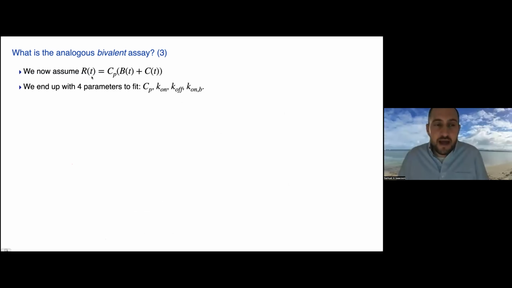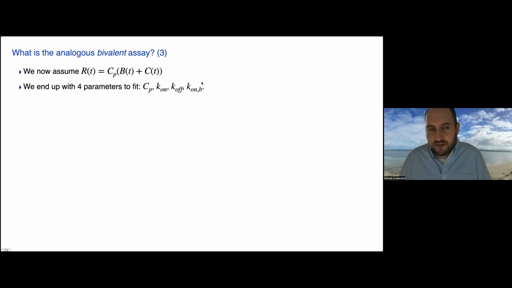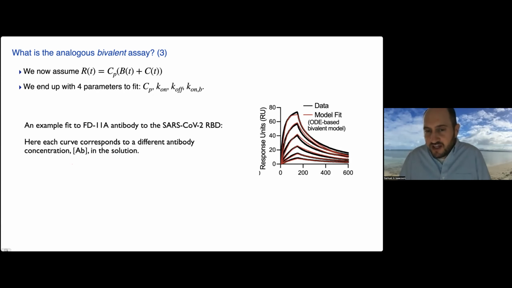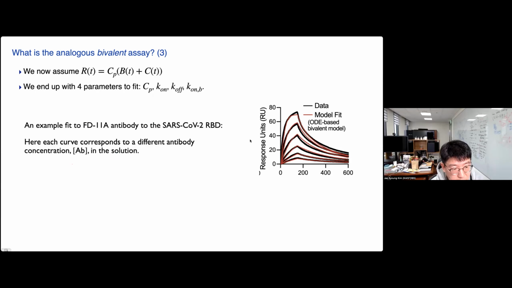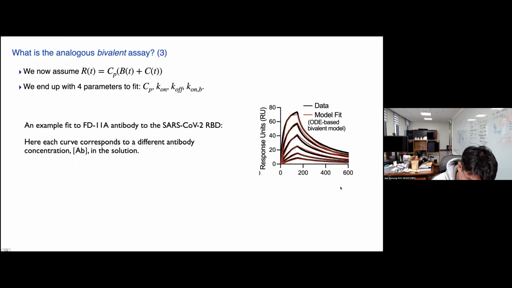So like I said, now the SPR data, the response they measure experimentally, will be assumed to be proportional to the total amount of antibody bound on the surface, because that's what's changing. And now we have 4 parameters to fit because there's the second binding rate. And so you can go and you can fit it. And here's what you see if we do the same kind of setup. The only difference here now is each curve is a different antibody concentration for the same antibody, the FD11A, and then we fit collectively to all the curves. And you see this is a way worse fit. If you look at this top one, there's a huge error in the fit that you get.